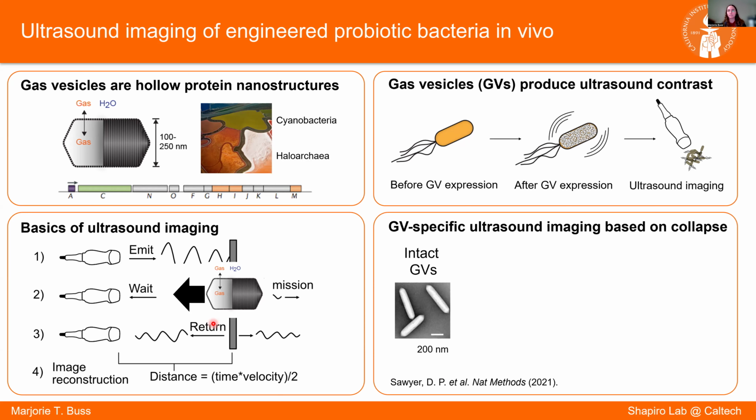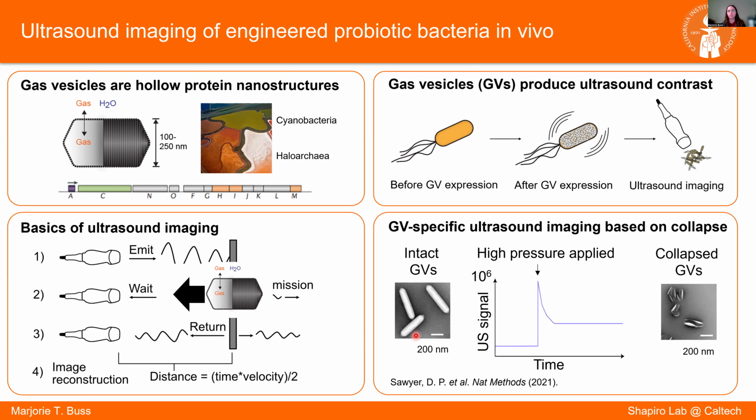And so how this works is it's based on one of their properties, which is that they can be collapsed under high acoustic pressures. So you can start off with your intact gas vesicles, which look like this under electron microscopy. And then at a certain time, you can apply a high acoustic pressure, which causes them to collapse. And while they're collapsing, they release these little tiny air bubbles, which cause a transient, very high spike in the ultrasound signal, which you can process out and get the GV-specific ultrasound contrast, which is separate from the tissue, which has this sort of linear response and just stays high in response to the high pressure.